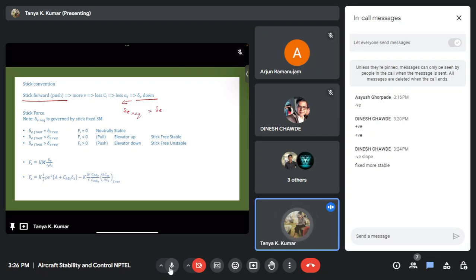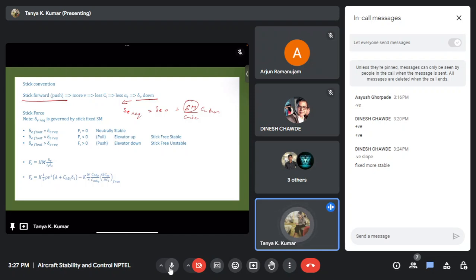So it was delta E naught plus there was one static margin term here, right? So static margin by CM delta E into CL trim. So this static margin, you need to remember that it is the stick fixed static margin, not the stick free static margin. Okay, so when you use this equation, this should be the stick fixed case and never the stick free case.